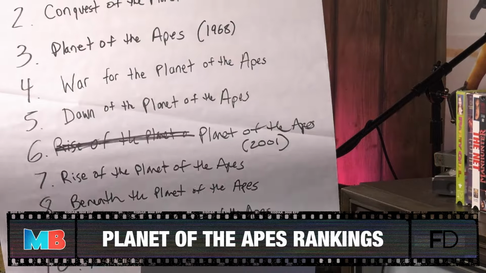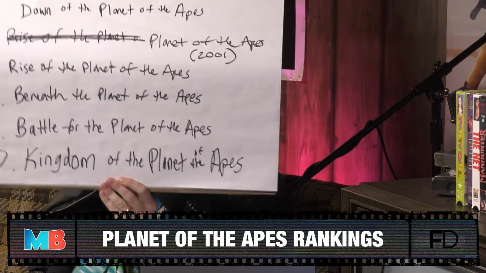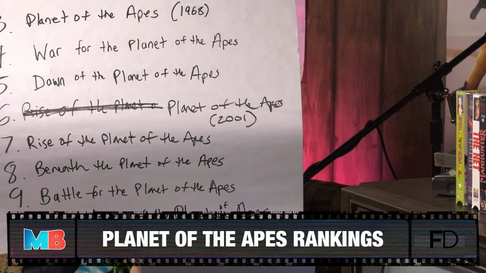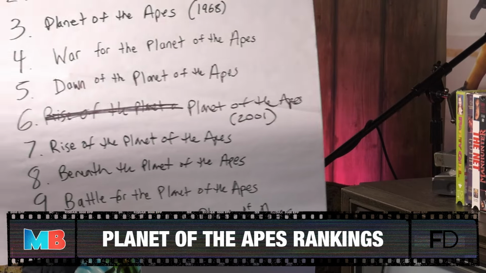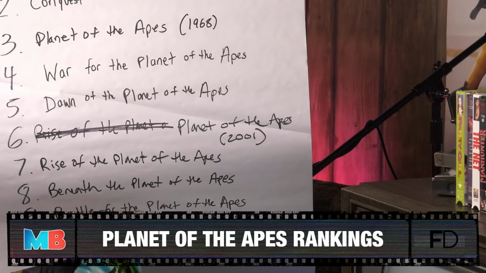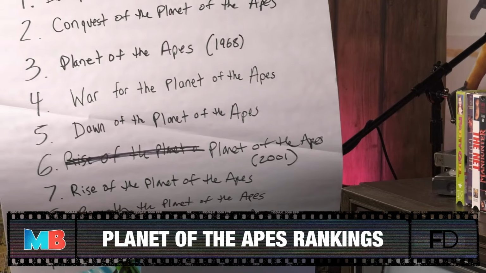Here's what we've got. Read them off. All right. In 10th place, the worst one, we have the new Kingdom of the Planet of the Apes. So bad, I'd put it at 11 if I could. 9, Battle for the Planet of the Apes. 8, Beneath the Planet of the Apes. 7, Rise of the Planet of the Apes, the first one of the new franchise. 6, we have the Tim Burton Planet of the Apes.